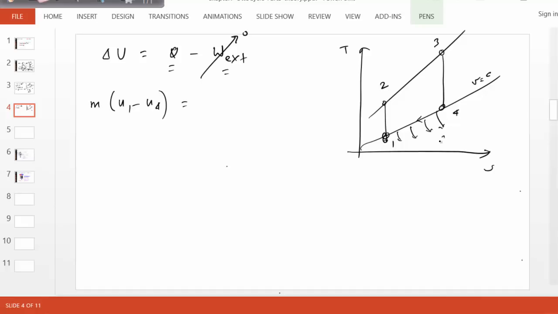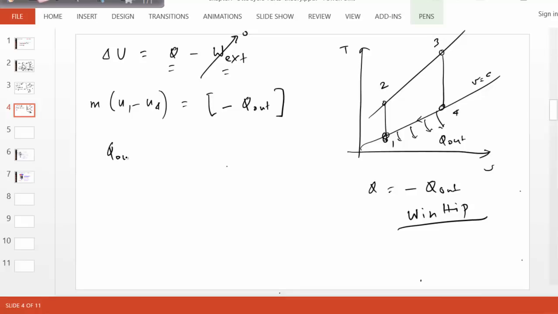And Q out is a positive number. So therefore Q, which is algebraic, must be negative Q out. Again, remember the sign convention: heat out is negative because heat in is positive. So Q must be a negative number. So that's why we must substitute negative Q out here.